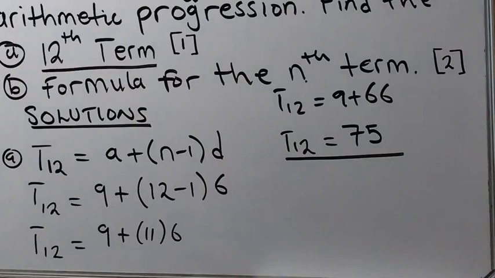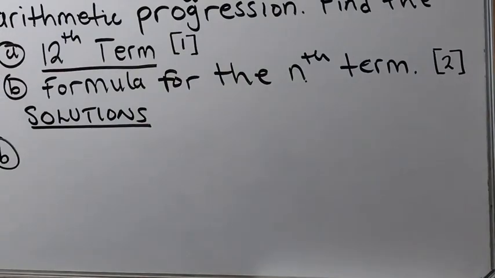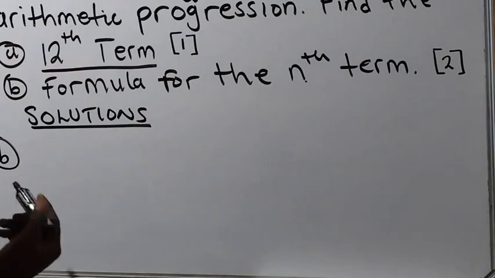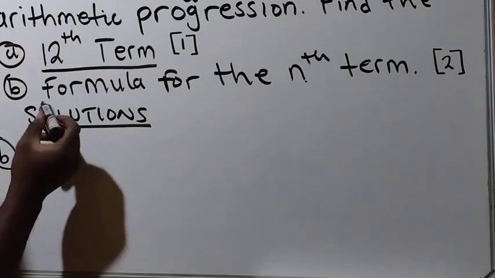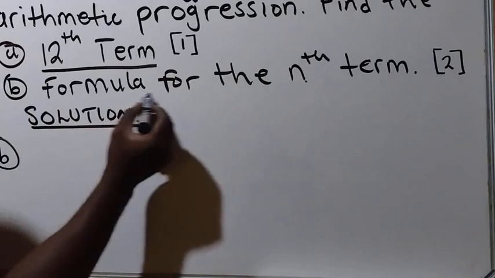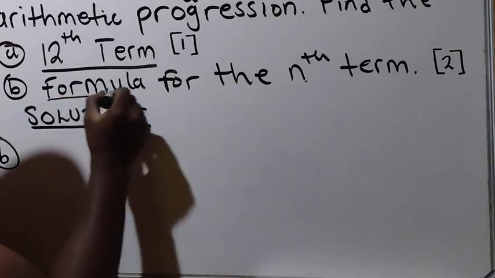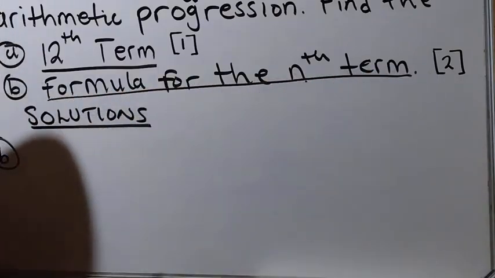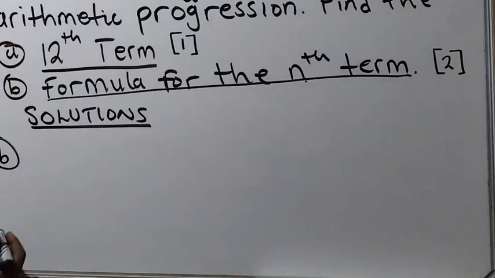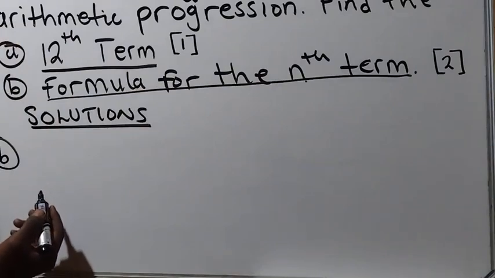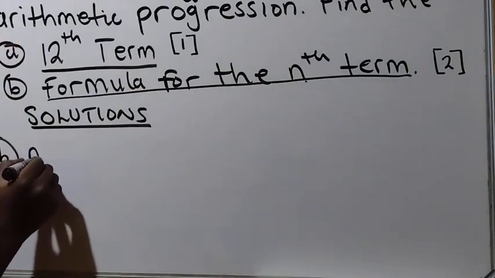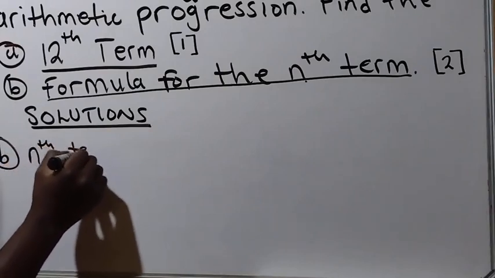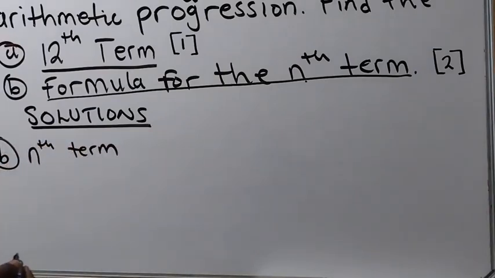In an exam, this question carries 1 mark. Now let's see how we can answer question B. Question B reads, they want you to find the formula for the nth term. This is very simple. How do you find the formula for the nth term?